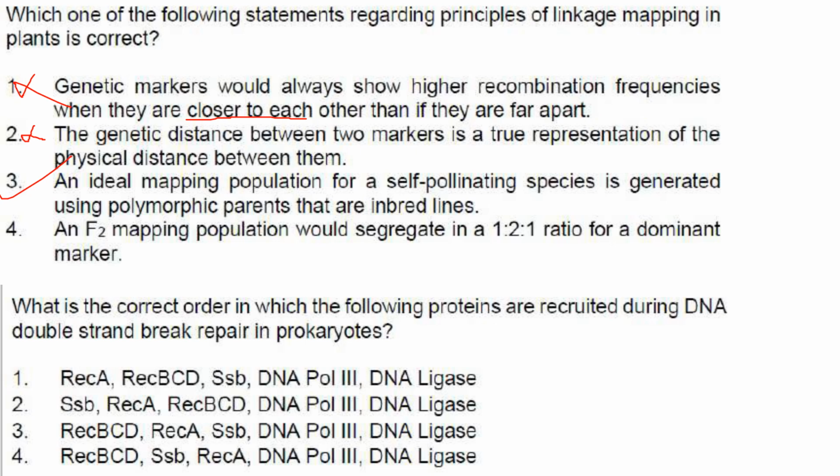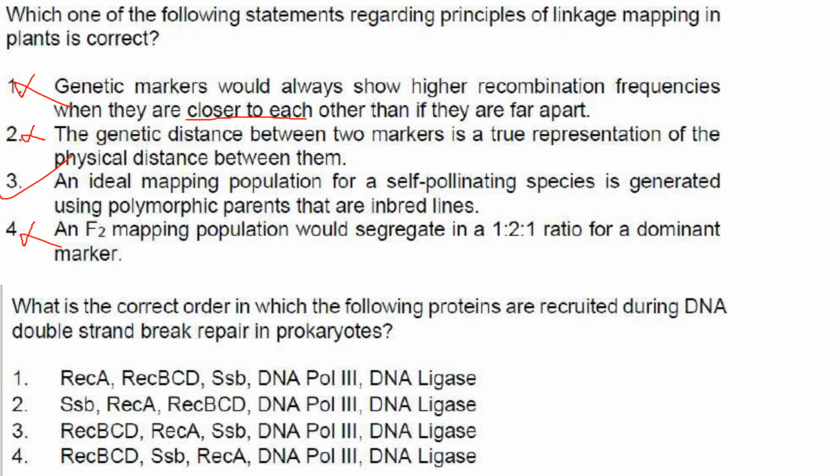So 3 is correct. Then an F2 mapping population would segregate in a 1:2:1 ratio for a dominant marker. No, it is a 3:1 ratio that it segregates, not 1:2:1. So the answer here is option 3.